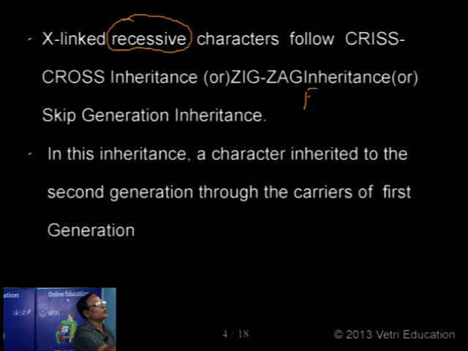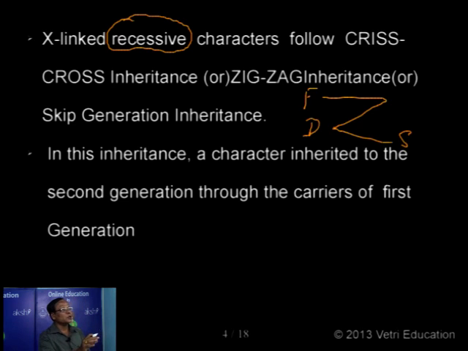Father, then daughter, and then son. So in this manner, the character is normally transmitted. There is no direct transmission from father to grandson or from mother to granddaughter, and it is always transmitted to the opposite sex. That is why it's called zigzag inheritance or skip generation.